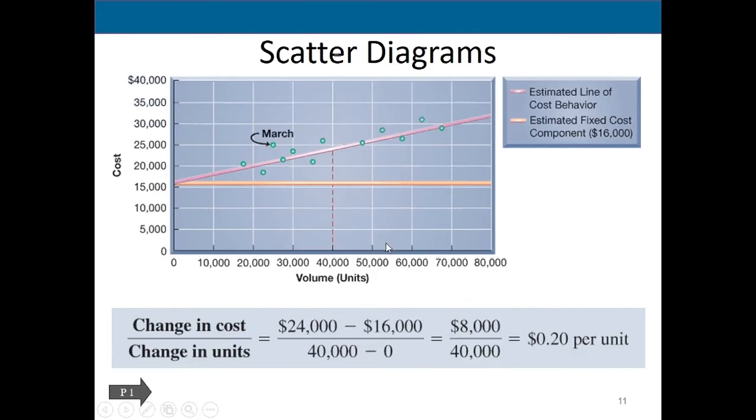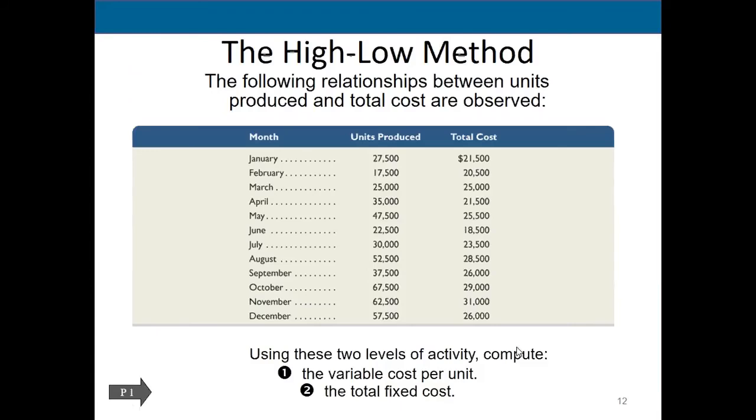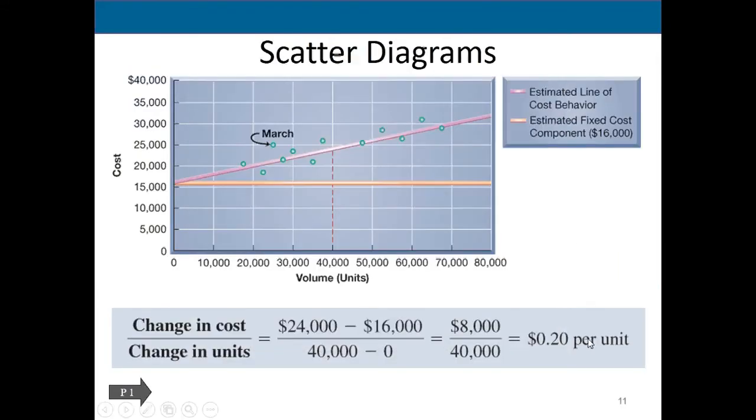And at where is this? At 40,000. Okay, so it's 24,000 at 40,000 at 16,000 at 0. So to find the slope, we take 8,000 over the 40,000, and that's 20 cents per unit. Really? Are you kidding me? That's why I'm like, this is the craziest thing I've ever seen. So we use the scatter diagram to figure out that variable cost is 20 cents per unit.